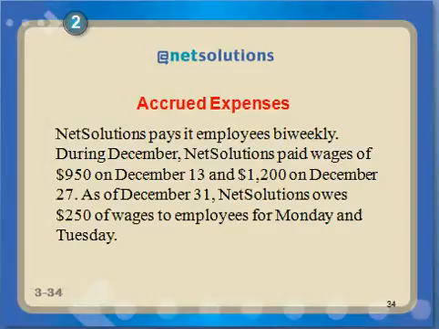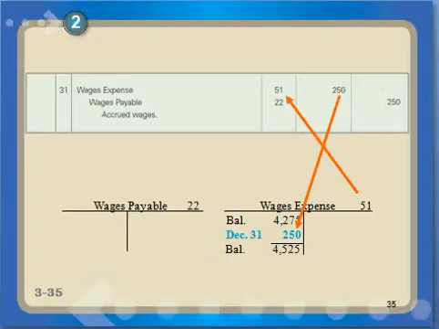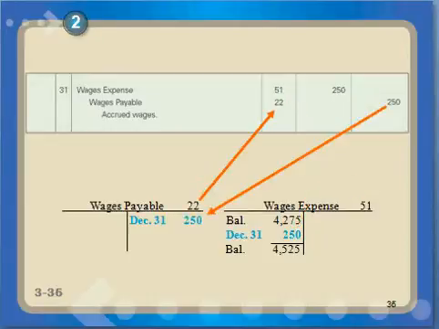The next example we're going to look at is going to be an accrued expense account. And this is for our wages. Remember, we said on December the 31st that Net Solutions still owed its employees $250 of wages. So we would need to make an adjusting entry for that, and it would look like this. We would debit our wage expense $250, and credit wages payable for $250, and we would say to accrue wages to the end of the year. And you can see where that's posted in both accounts here.